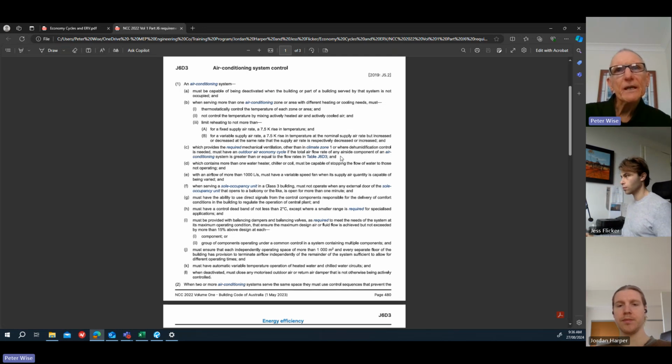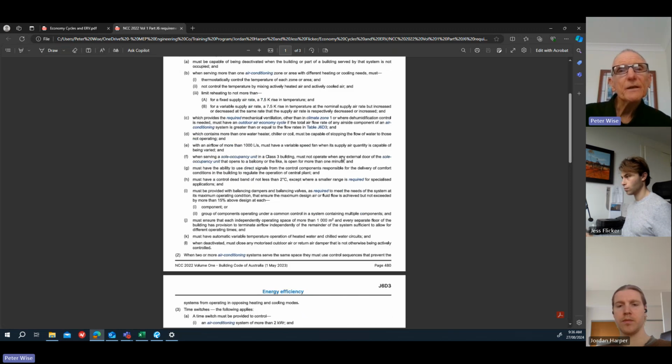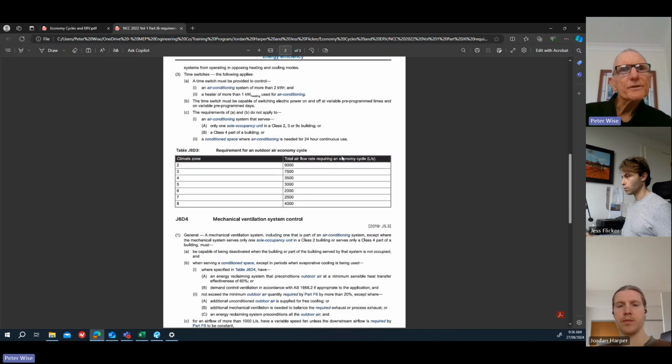airflow rate of any airside component of an air conditioning system is greater than or equal to the flow rates in table J6D3, which is down here, J6D3. So these are the climate zones and the applicable flow rates. Melbourne's climate zone 6, and that's the one you're probably mostly going to be concerned with. But if you're doing a job in Sydney, for instance, that will be a different flow rate. So if you have a flow rate greater than 2,000, you must have an economy cycle.